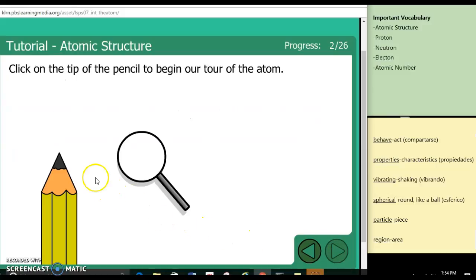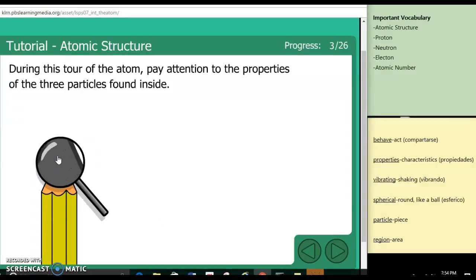Click on the tip of the pencil to begin our tour of the atom. I'll do that for us. During this tour of the atom, pay attention to the properties, characteristics, of the three particles found inside.